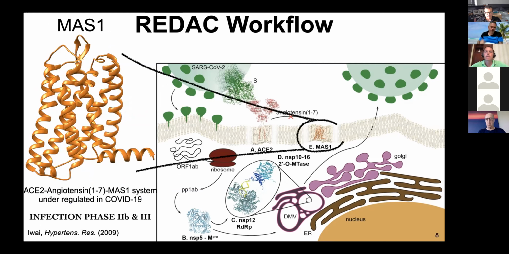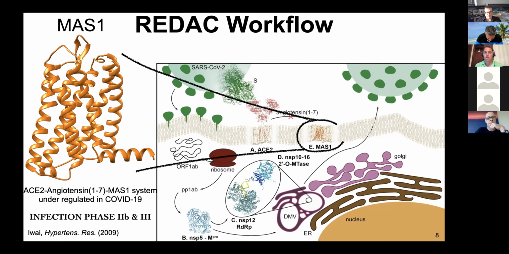The last one is an interesting G protein coupled receptor, which is the Mas receptor 1. And this GPCR is the final target of the angiotensin 1-7 ligand, which is coming from ACE2, the angiotensin converting enzyme. If ACE2 is involved in the interaction with the spike protein, the first recognition site of SARS-CoV-2, of course the axis between ACE2, angiotensin 1-7, and the Mas-1 receptor is downregulated.